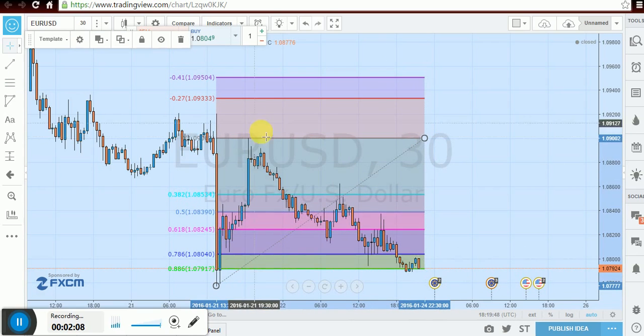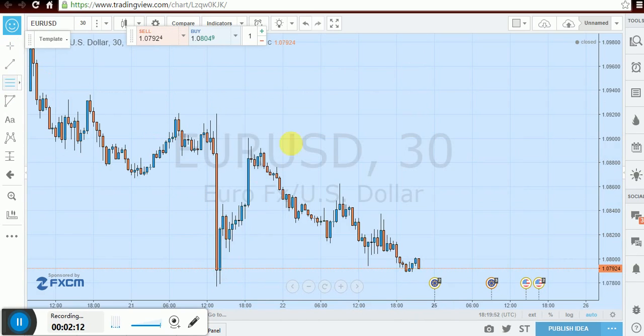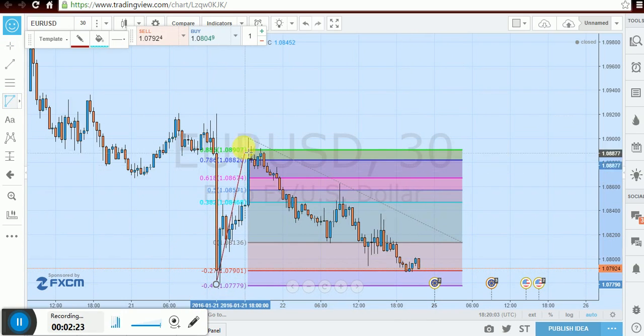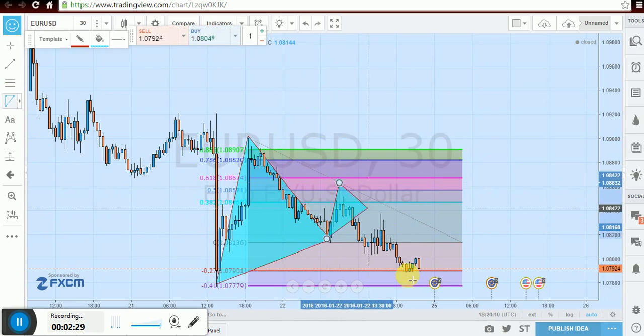So we got the X to A leg, we get a 618 retracement, and with a bullish Gartley pattern, we're looking for a 127 extension of the A to B leg. We can see that the market has come right into that 127 extension. So this is a buy at the open, assuming the market opens with no gaps. There you go.